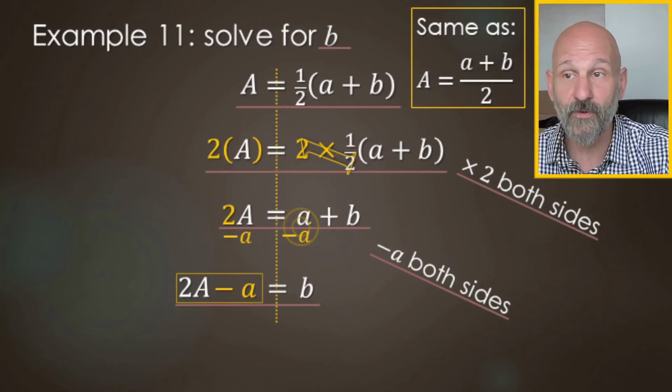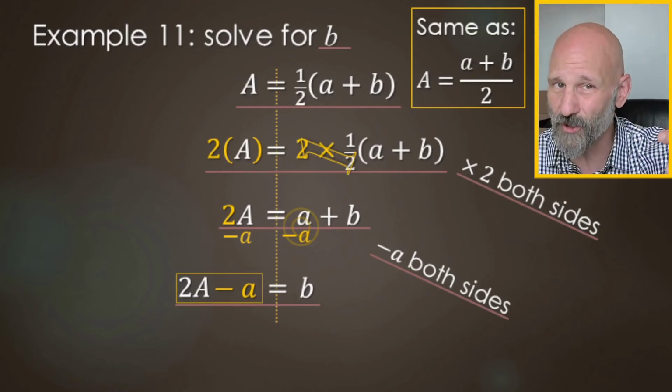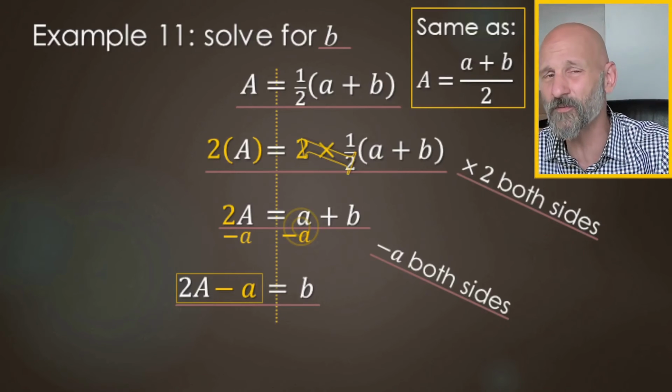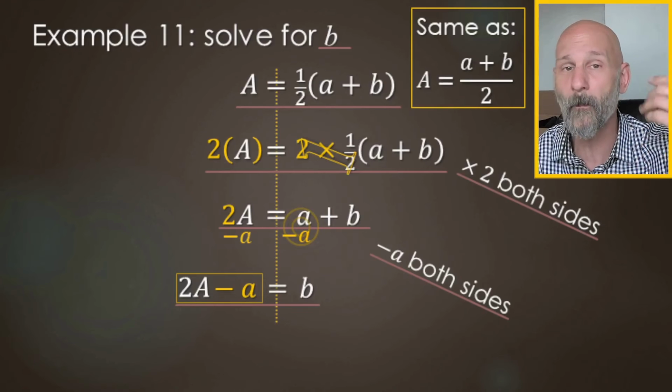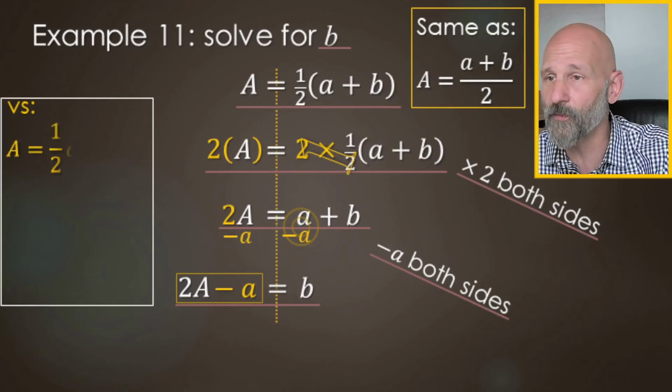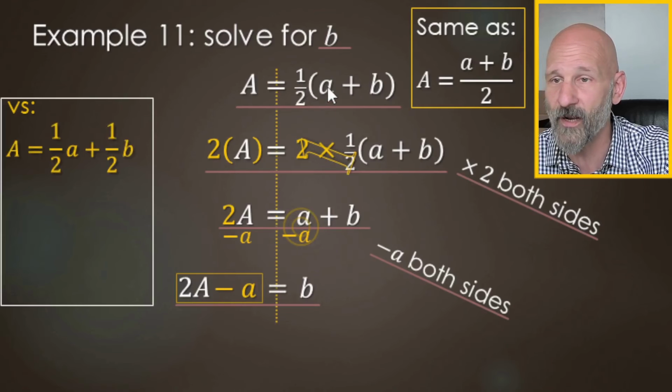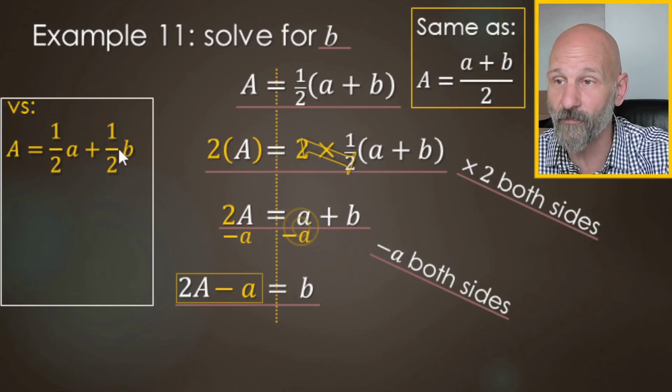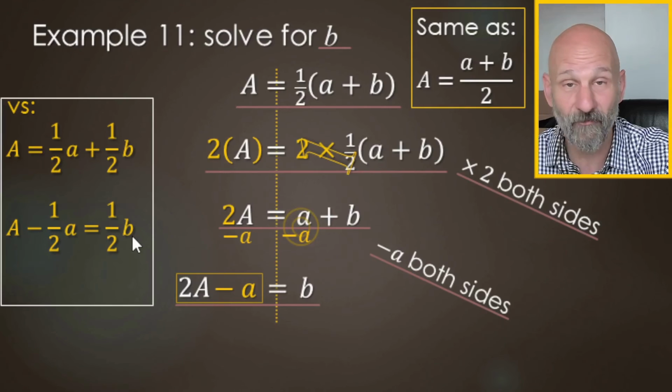Now, check it out. If you did want to distribute, if that was your go-to thing, nothing wrong with that. This way, you do have to work with fractions more throughout the question. So if we go through and distribute that 1/2, 1/2 times A is 1/2 A, and 1/2 times B is 1/2 B. Again, we're trying to get B by itself over here, so we're going to subtract the 1/2 little a from both sides. So there's big A minus 1/2 little a equals 1/2 B.